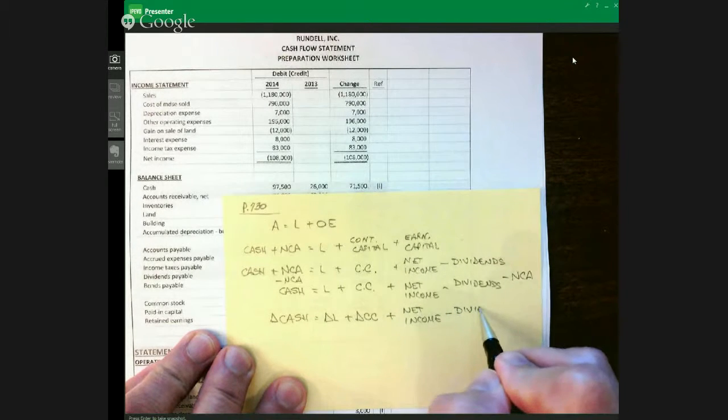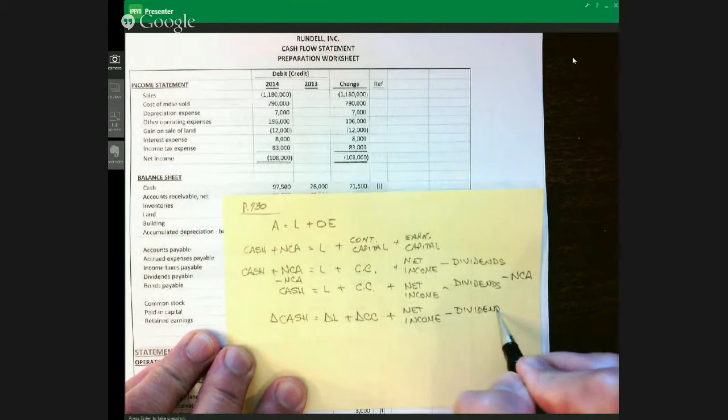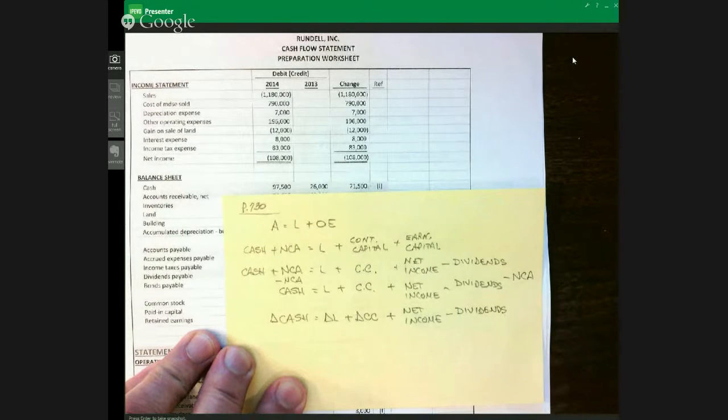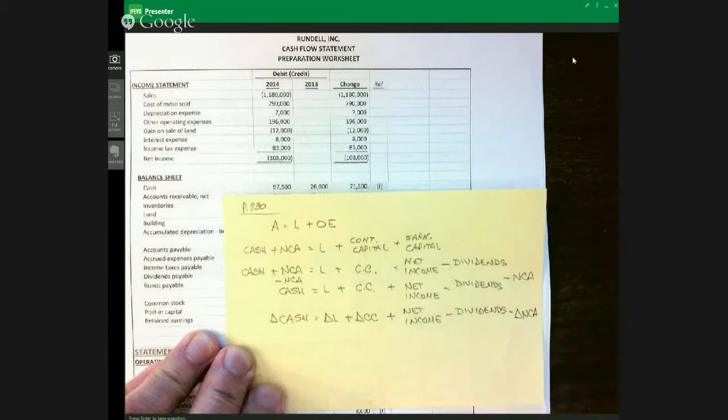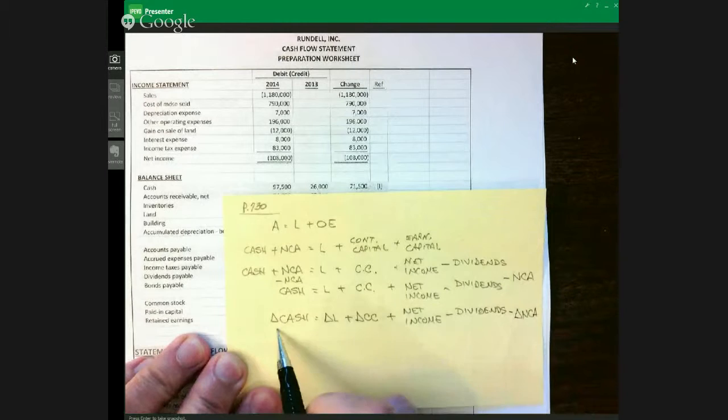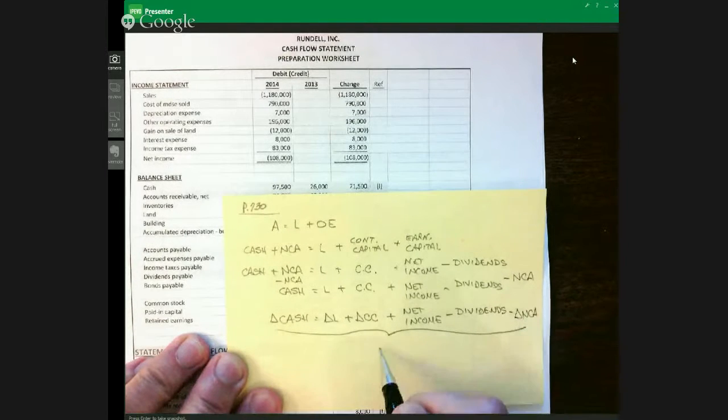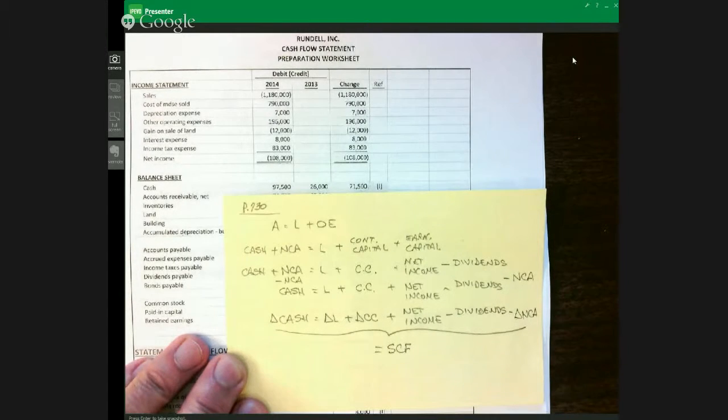So we will leave that as it is, net income. And dividends represent the deduction in current year's retained earnings. And so dividends would be a deduction, a change. We leave that value as it is, less the change in non-current assets. So this particular equation right here is the mathematical basis for the statement of cash flow.